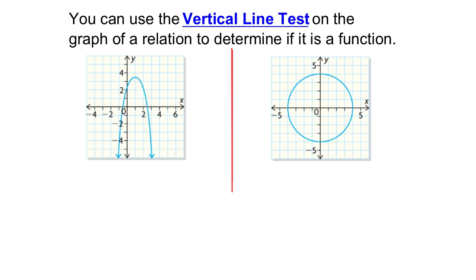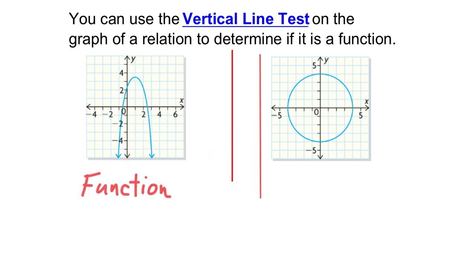Now, we know that relations can be represented as graphs as well. So if you want to know if a relation is a function, you can use what we call the vertical line test on the graph of a relation to determine if it is a function. Remember, a function has only one output for every input, or you can think of it in terms of a graph as one y value for every x value. So if I take a vertical line and I pass it along the graph, how many points am I touching on the blue function? Only one at a time. There's no spot that has the line passing through more than one point. So this first graph represents a function.